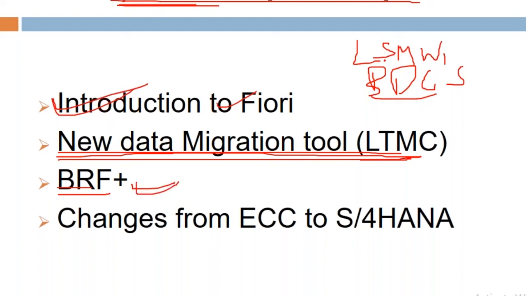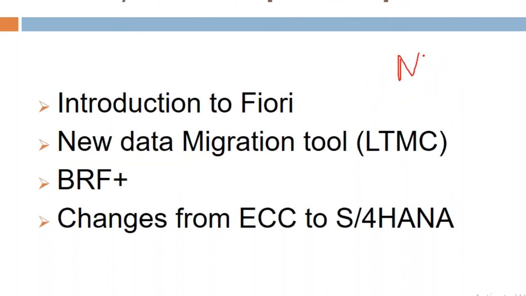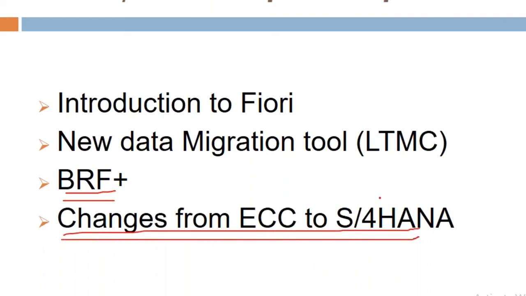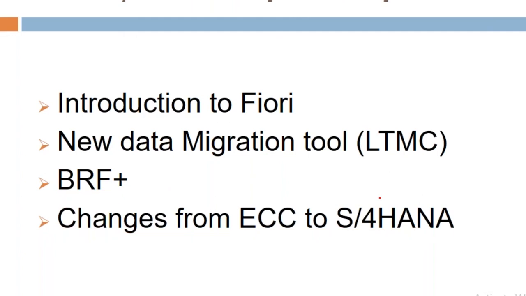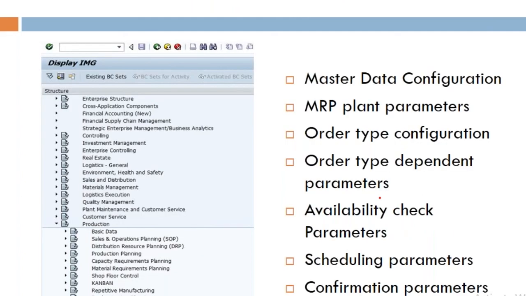And after that, we will discuss BRF Plus, Business Rule Framework. This is for the printouts. In ECC R3, they use NACE for output determination. Here in S4 HANA, they have come up with BRF Plus. We will discuss that. And we will discuss the changes from ECC to S4 HANA. We will discuss these changes.